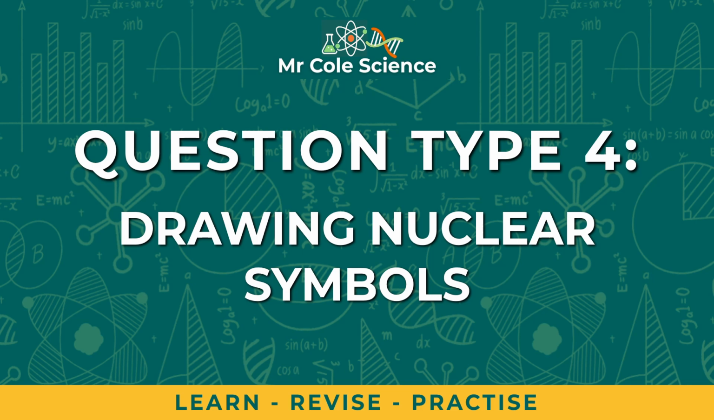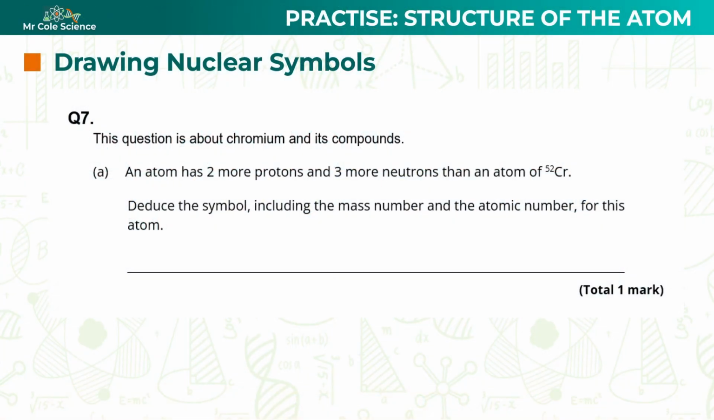Now for the final type of question, drawing nuclear symbols. For this question, we're told that an atom has 2 more protons and 3 more neutrons than an atom of chromium-52. We're asked to deduce the symbol, including both the mass number and atomic number for the atom. So let's have a think about how our nuclear symbol would change. Our atomic number will increase by 2 as we're gaining 2 protons. The mass number will increase by 5, 2 from the protons and 3 from the neutrons.